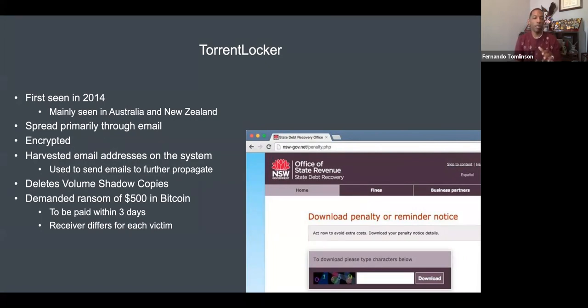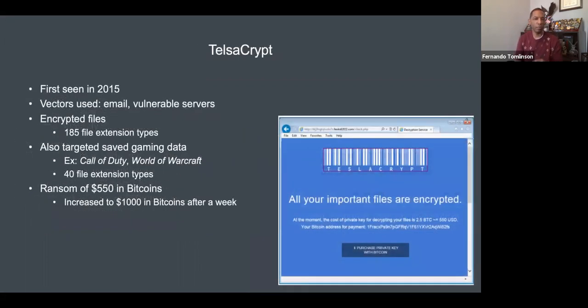be removed. At the time, it demanded 500 in Bitcoin, but guess what? It had to be paid within 3 days, and each person received something different. So we start to see a little bit more customization in this.